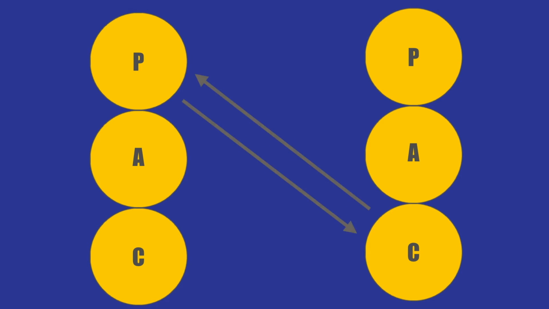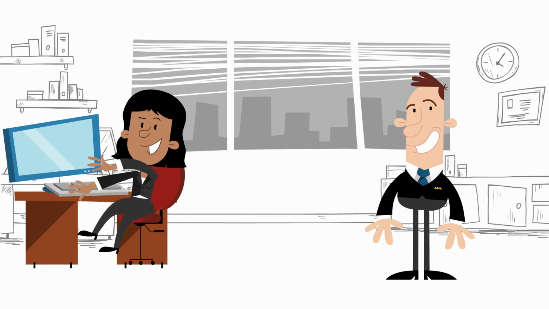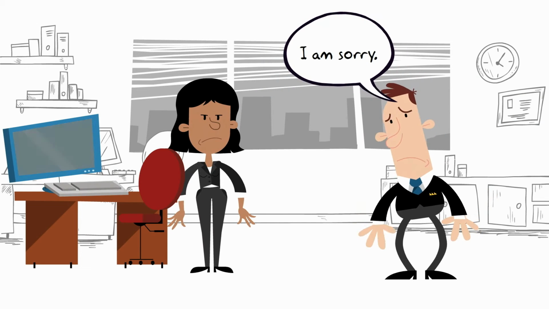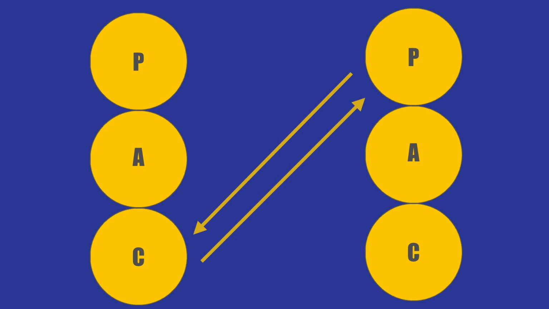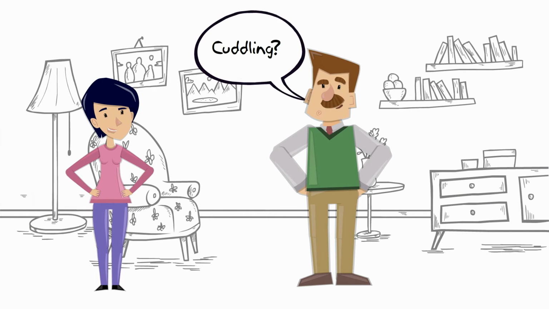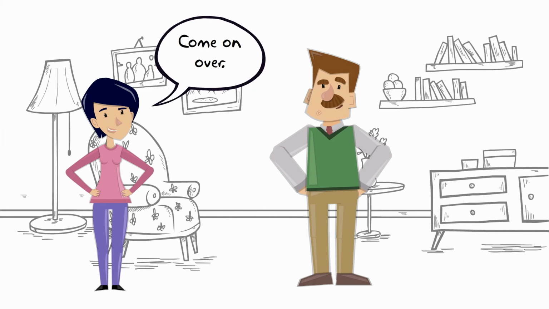For example, parent-child transactions. You are late for work. Your team leader is waiting for you and with a harsh tone she says, "You are late again." You respond, "I'm so sorry, it won't happen again." A complementary transaction can happen between child and parent. Like when you bat your eyelashes and ask your partner, "Will you cuddle me?" And she says, "Sure, come on over."